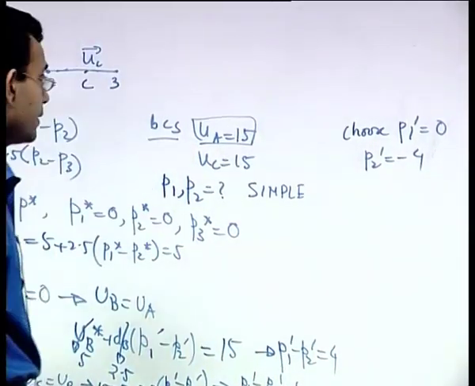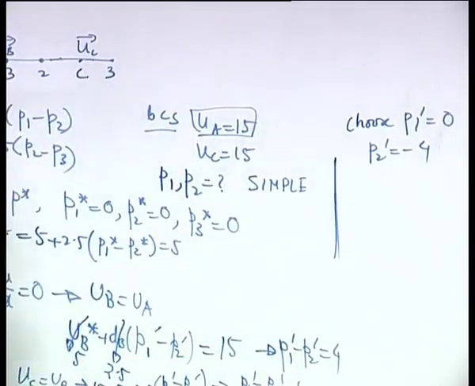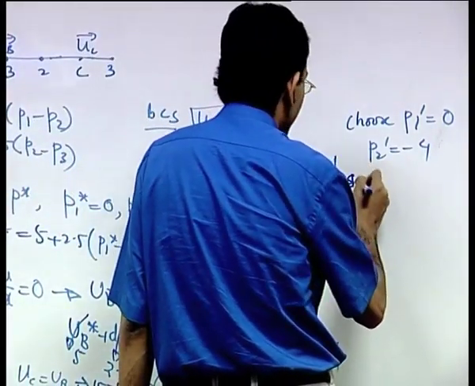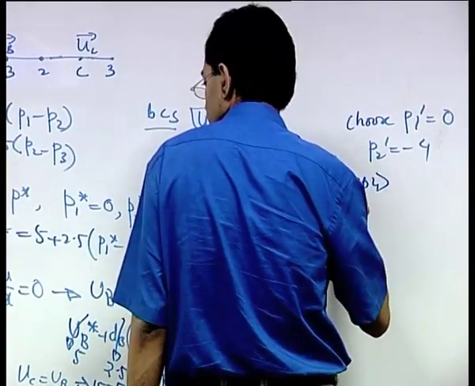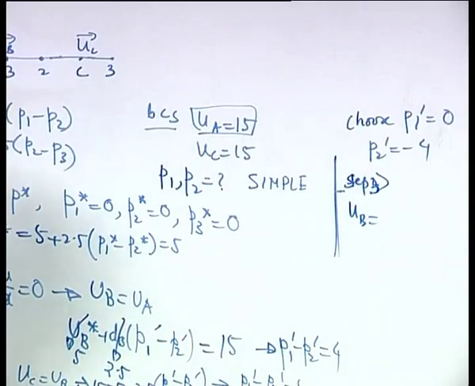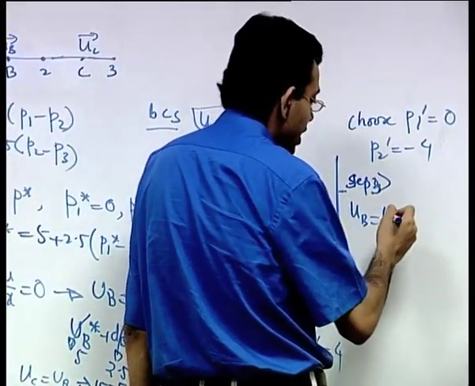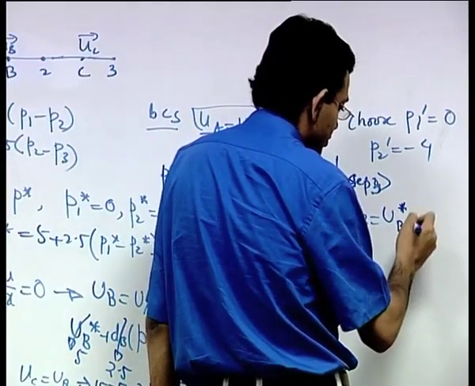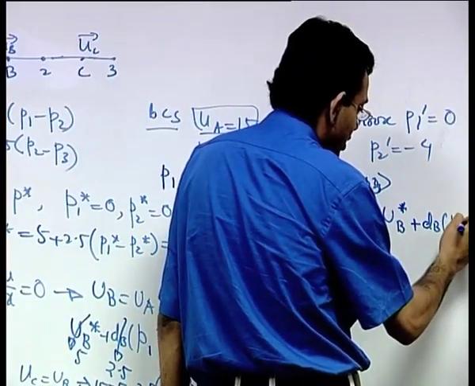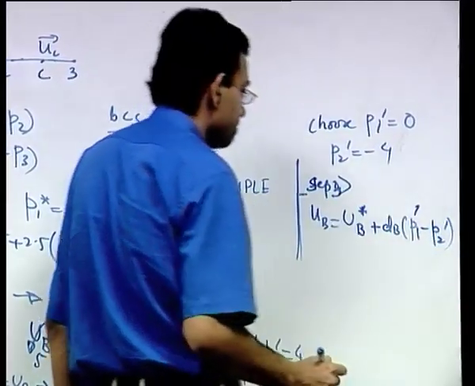So what will be then P1? So then you can also calculate what is new ub based on this correction. So step 3: ub is equal to ub star plus db into p1 dash minus p2 dash.